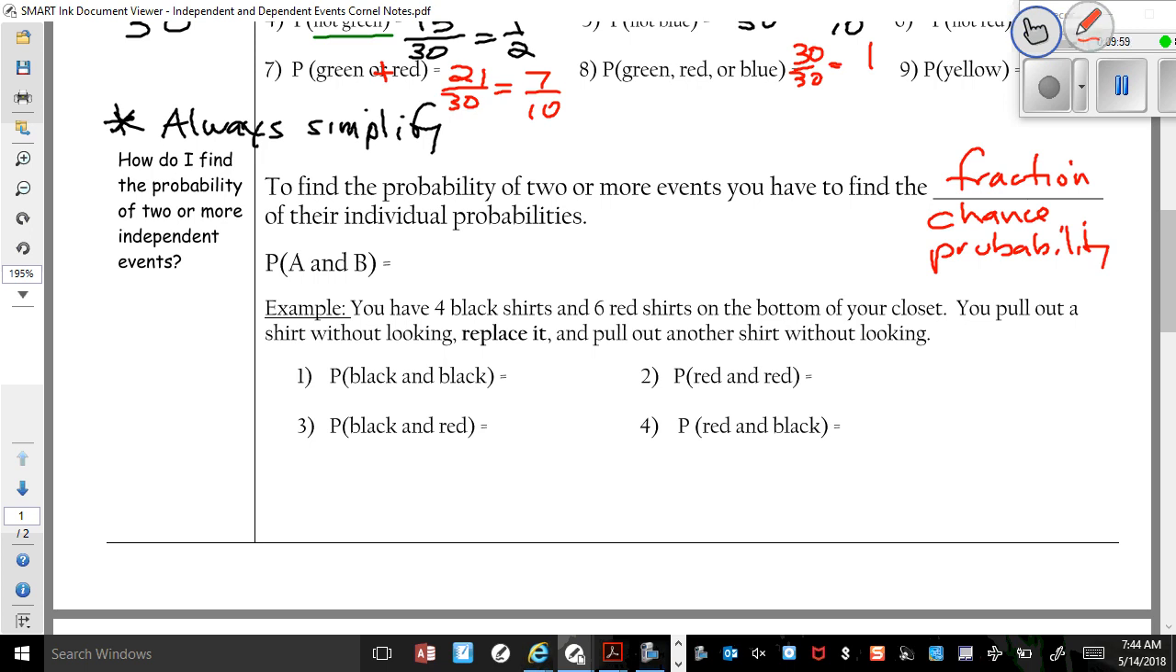So here we have 4 black shirts, 6 red. You'll pull out a shirt without looking, replace it. Here's the key right here. Everybody underline this, please. Replace it. That means you put it back. Okay?